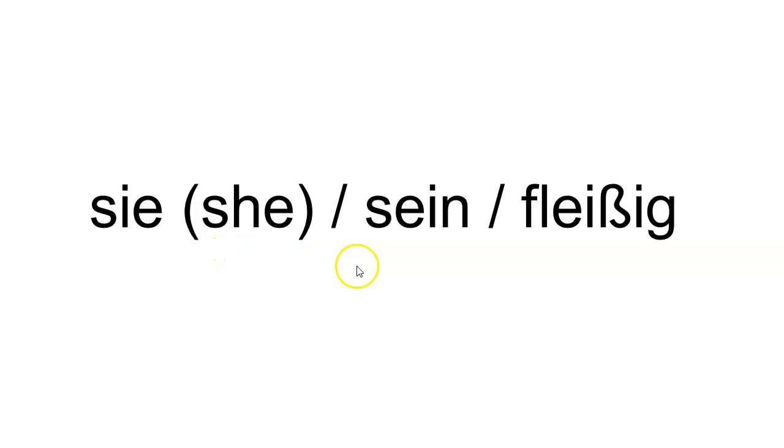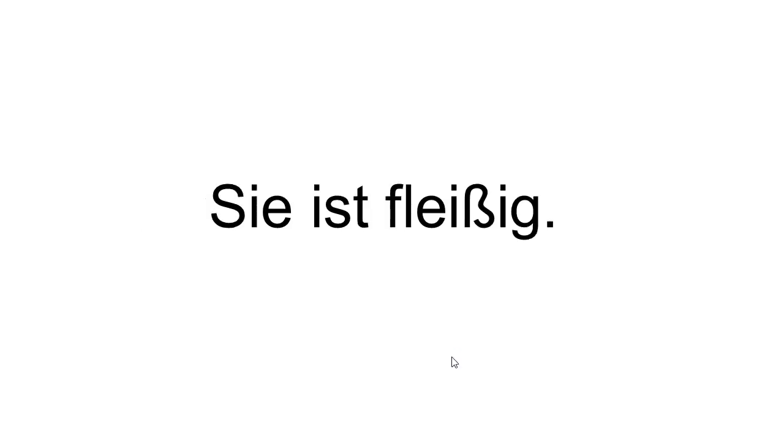Sie, and this one is a she. Fleißig. Fleißig is hardworking, industrious, or very hardworking. So we want to say she is hardworking. Wie sagt man das? She is hardworking. Sie ist fleißig. The pronunciation, this character is the scharfes S, which is like a double S. So the sound is fleißig. Sie ist fleißig. She's hardworking.